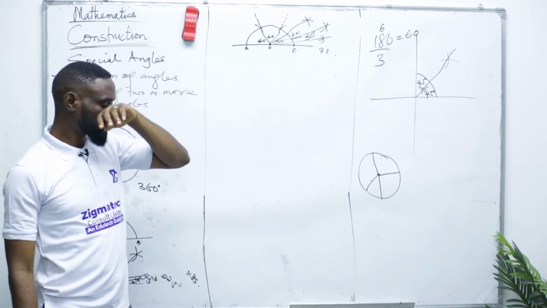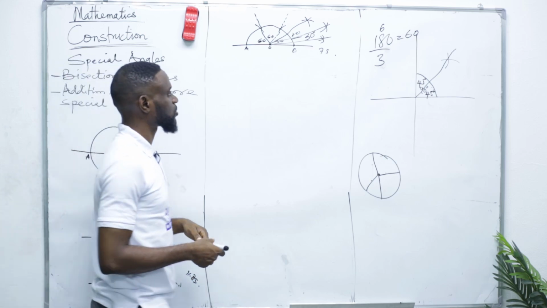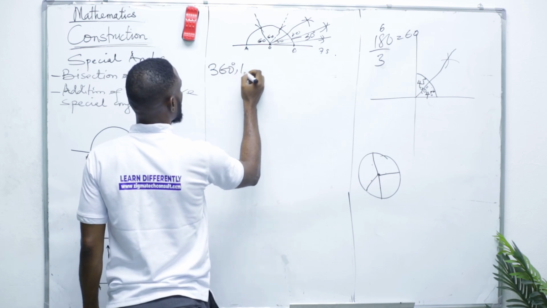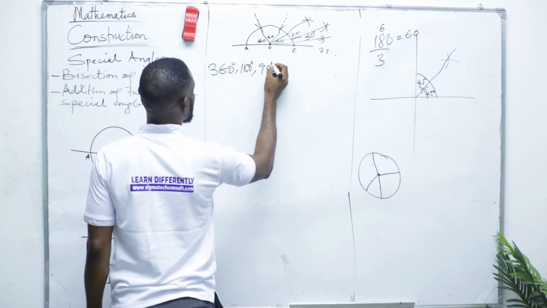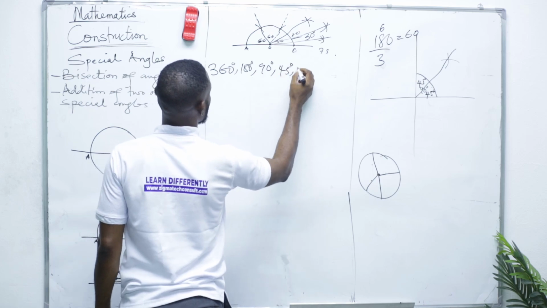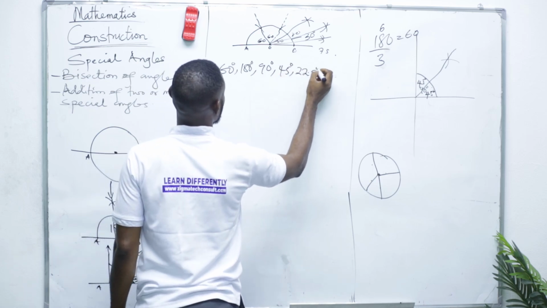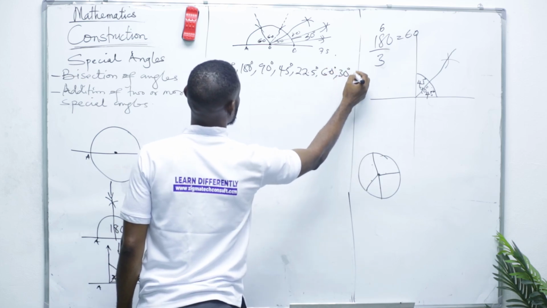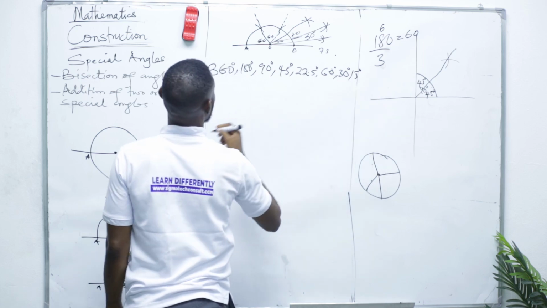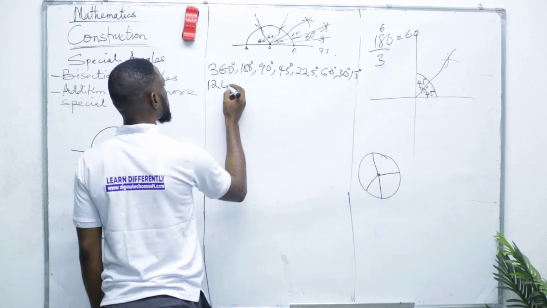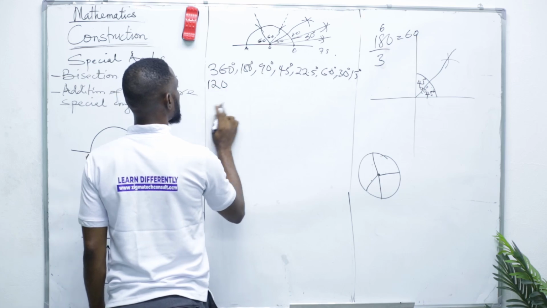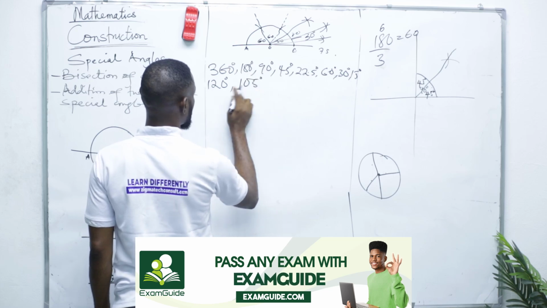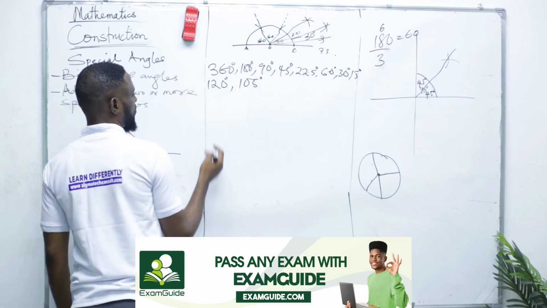We have other special angles. I've given you 360 degrees, 180 degrees, 90 degrees, 45 degrees, 22.5 degrees, and so on. We're giving you 60 degrees, 30 degrees, 15 degrees, and so on. Now, we also have 120 degrees. We have 105 degrees. How are 120 and 105 gotten?